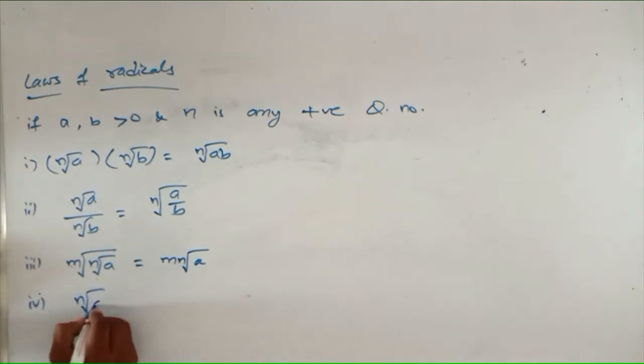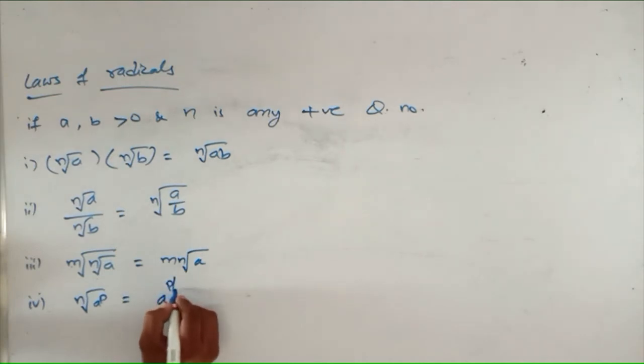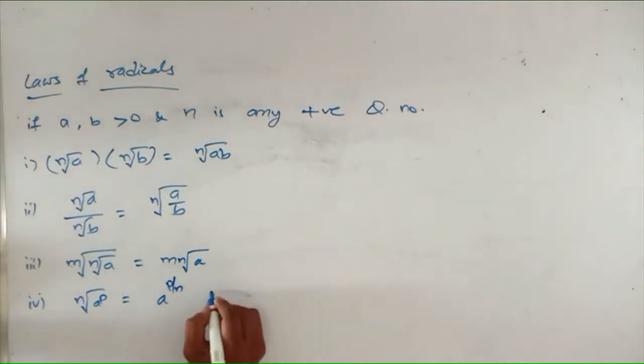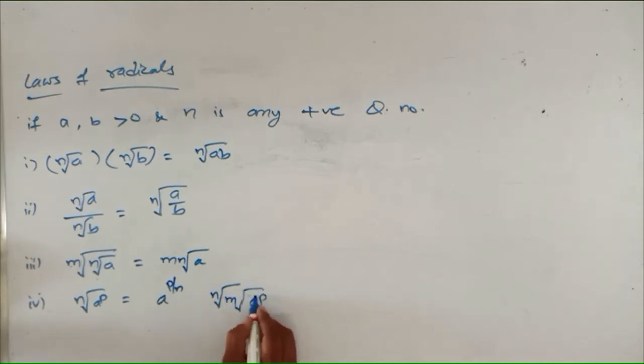And the fourth one is nth root of a to the power of p is equal to a to the power of p by n, or nth root of a^p is equal to nth root of (mth root of a^p) whole to the power of m. We can expand in this.